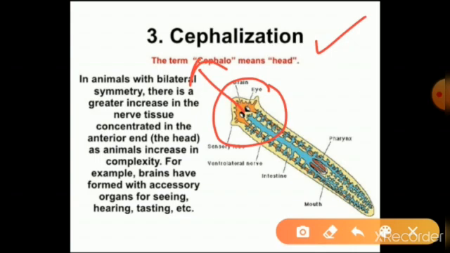So this cephalization, the formation of head, students, started from Platyhelminthes onwards. So all the phyla from Platyhelminthes onwards have the presence of a head, and on this head the sense organs are present, because these sense organs are going to sense the environment during various activities. So cephalization is a very important characteristic from Platyhelminthes onwards.